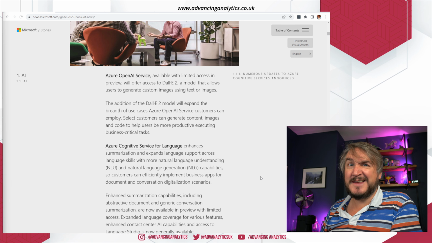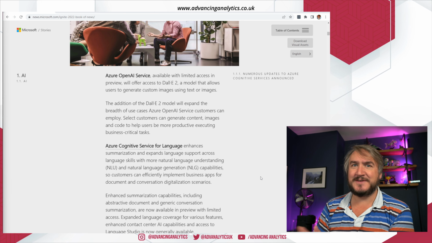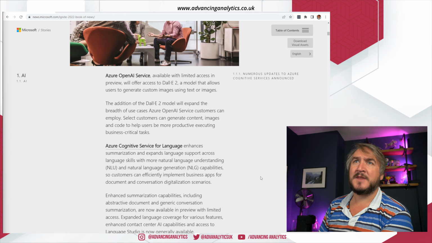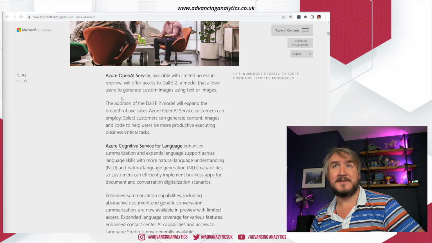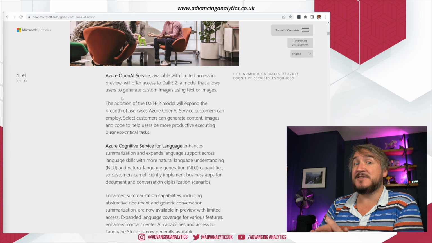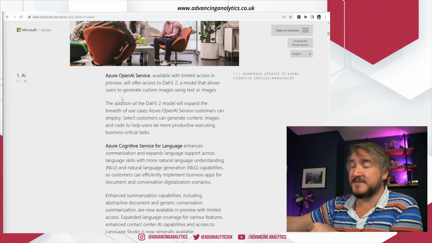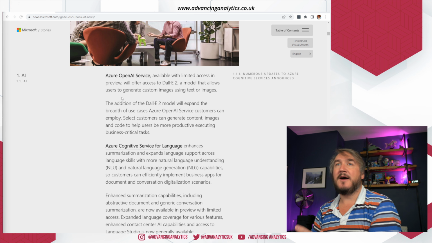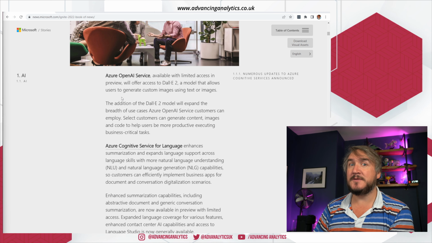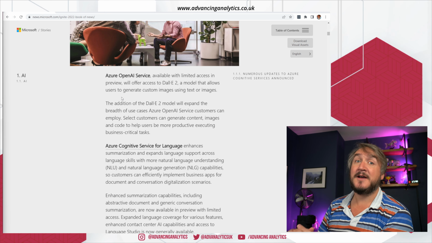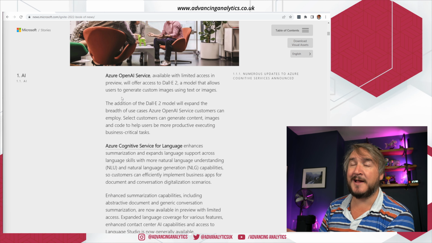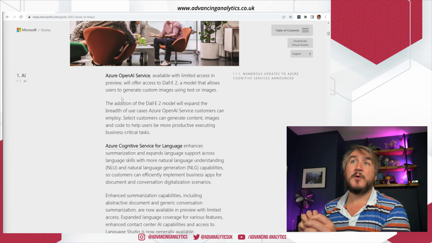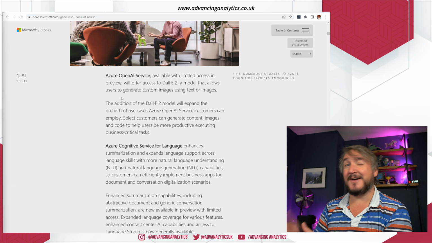You guys know AI isn't really my side of things, but I'm always keen to keep an eye on what's going on. So firstly, we've got the OpenAI service hosted in Azure. The OpenAI API is run by a third party, but this is a new preview, limited access service, part of the Cognitive Services that Microsoft offer, which gives you access to things like DALL-E 2.